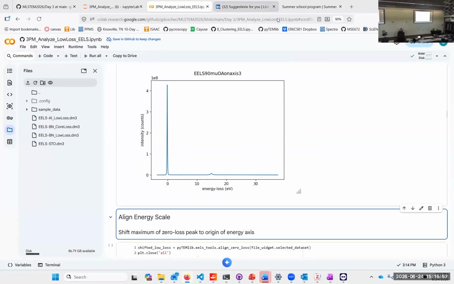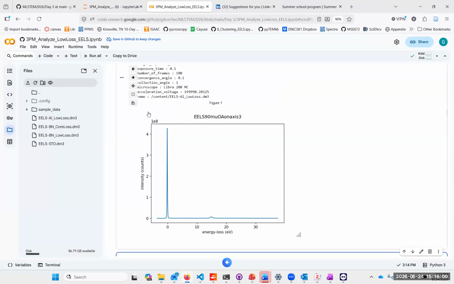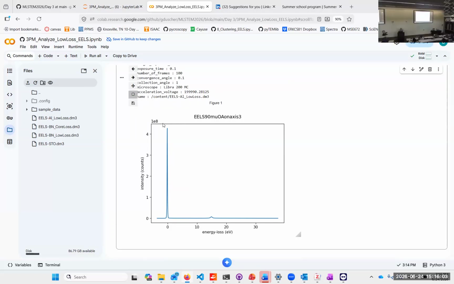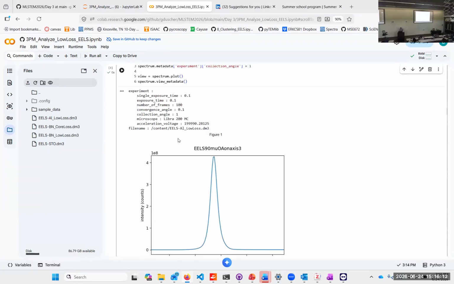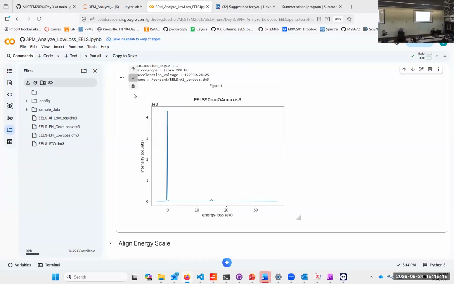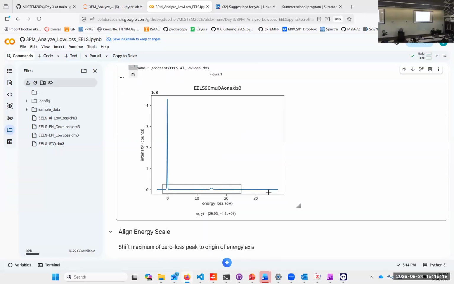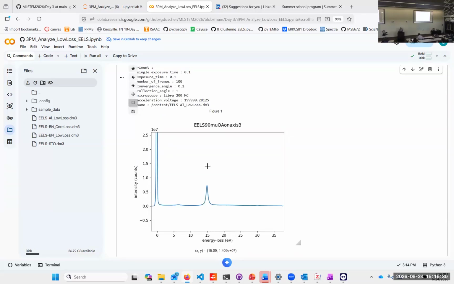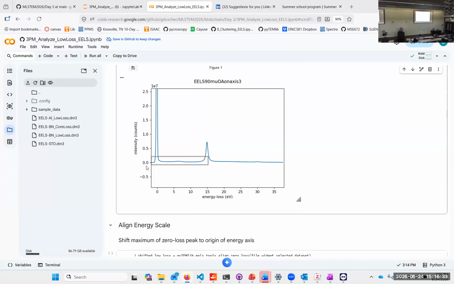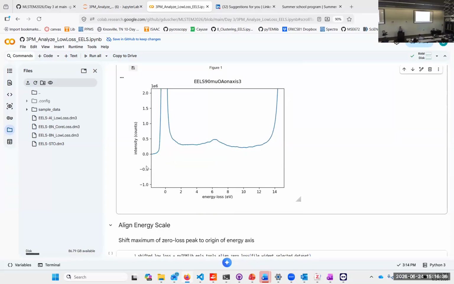Let's look at the components. Very simple. Yep. So this is our zero loss peak. Very dominant here. Okay. And if we zoom in into the smaller part here, so we have a very, very sharp plasmon peak. I don't want to do that. We have some amount of features here between the plasmon peak. So here's a surface plasmon peak and some interband transitions.